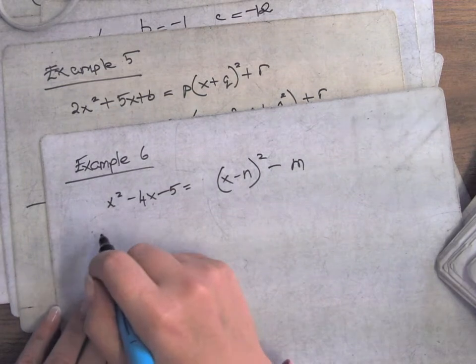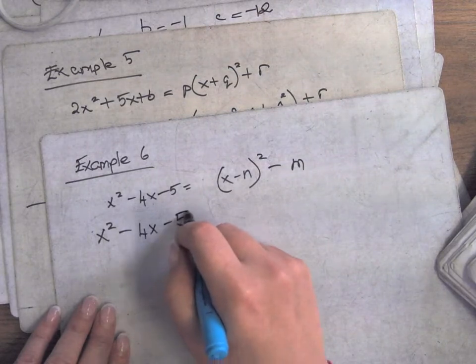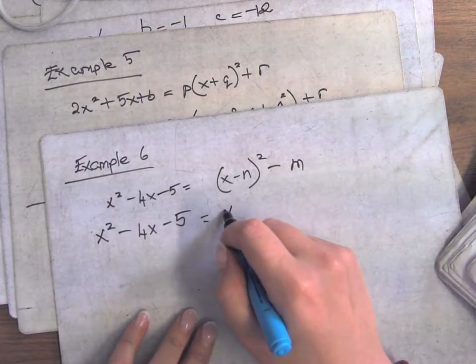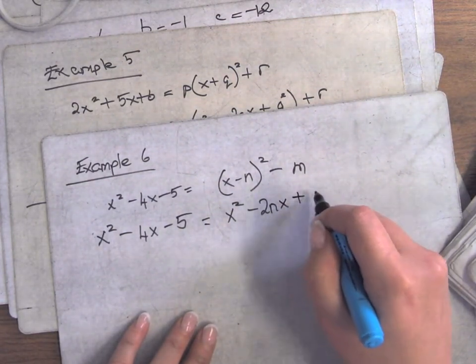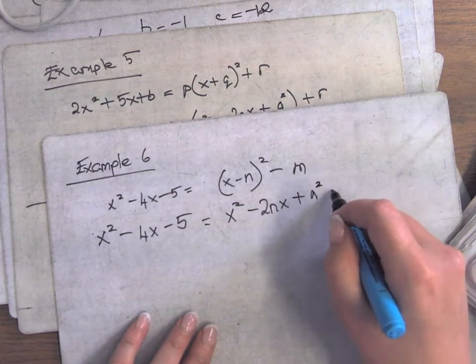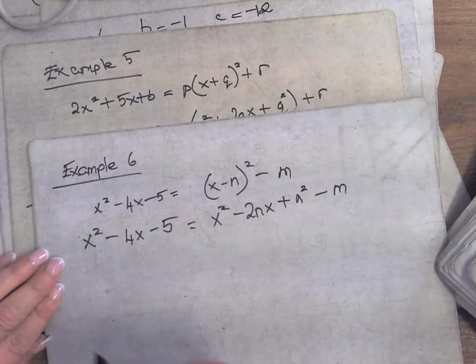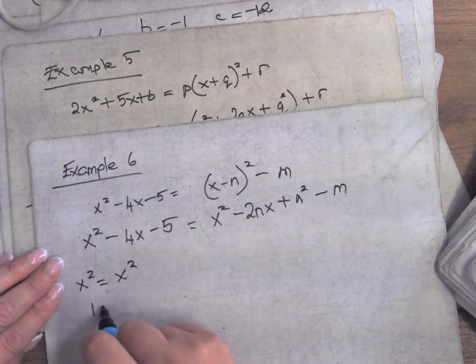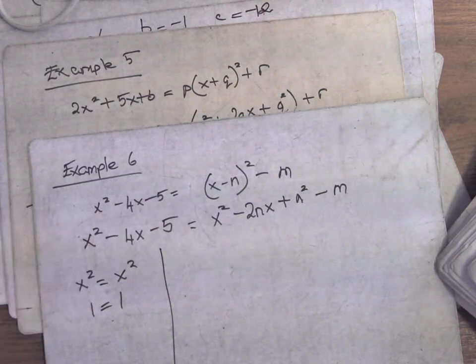Right, okay. So x squared minus 4x minus 5. Square out over here. So the trick with these is no matter where the brackets are, on the left or the right, multiply them out. So to multiply out here, you square the first term, twice the first by the second, so that's minus 2nx, square the last term, minus n squared is plus n squared. And then there's a minus m at the end. Is that okay? Then you let your x squared term on the left hand side equal your x squared term on the right hand side, and you get 1 is equal to 1, and that's just not useful information, we know that. So then we pick out the x term.